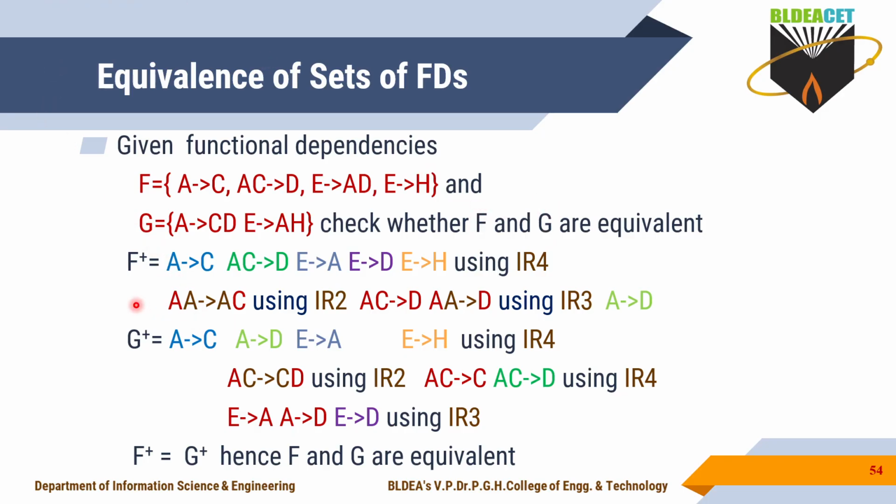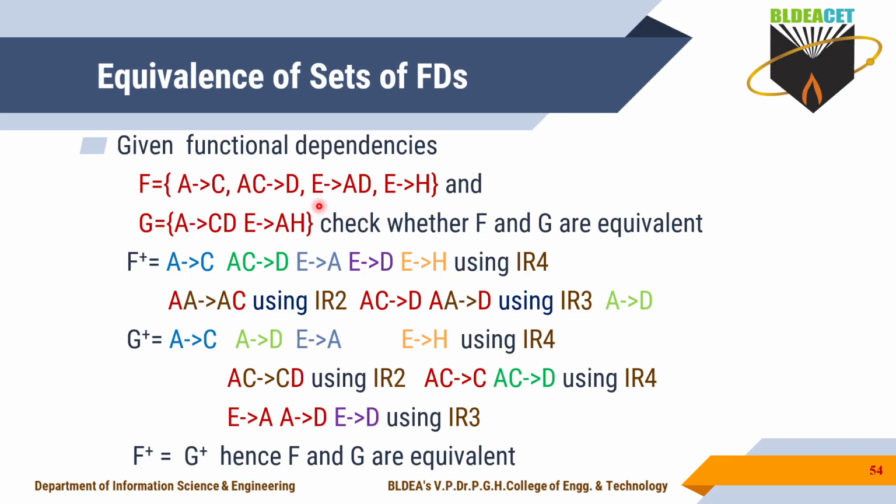So now we need to find the closure of F and the closure of G first. After finding these two, we need to check whether both are equal or not. If they are equal, then yes, F and G are equivalent. First we find the closure of F, denoted F plus. The given functional dependencies are A determines C, AC determines D, E determines A, E determines D, and E determines H.